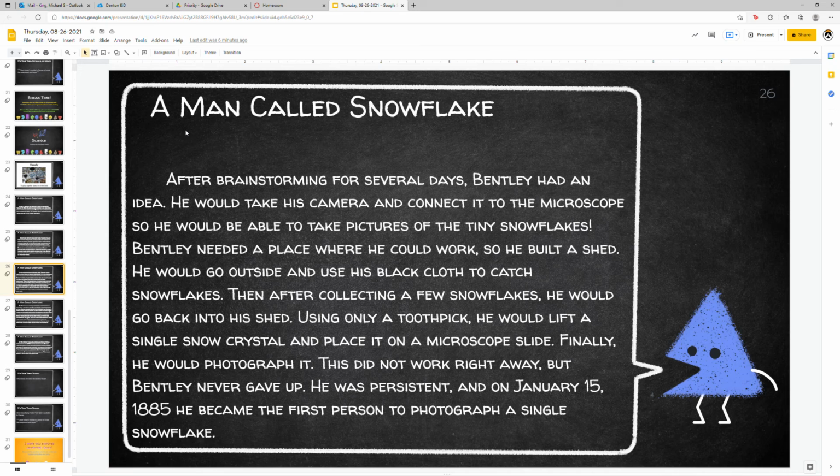After brainstorming for several days, Bentley had an idea. He would take his camera and connect it to the microscope so he would be able to take pictures of the tiny snowflakes. Bentley needed a place where he could work, so he built a shed. He would go outside and use his black cloth to catch snowflakes. Then, after collecting a few snowflakes, he would go back into his shed. Using only a toothpick, he would lift a single snow crystal and place it on a microscope slide. Finally, he would photograph it. This did not work right away, but Bentley never gave up. He was persistent. And on January 15th, 1885, he became the first person to photograph a single snowflake.